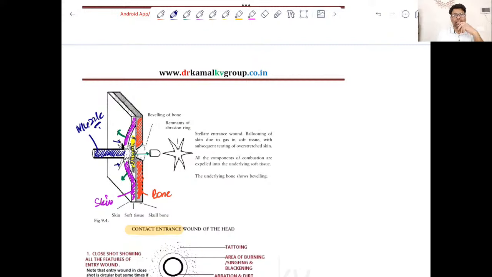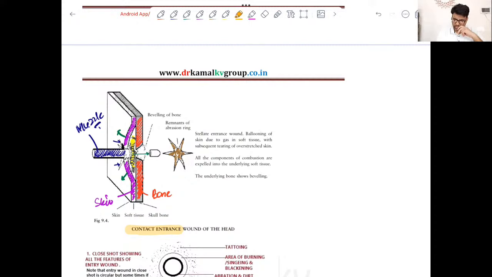So there are lacerated wounds over the skin, and that gives a classical stellate shaped entry wound, right? So the moment you see a star shaped entry wound, simply go for contact shot, simply contact shot, right?